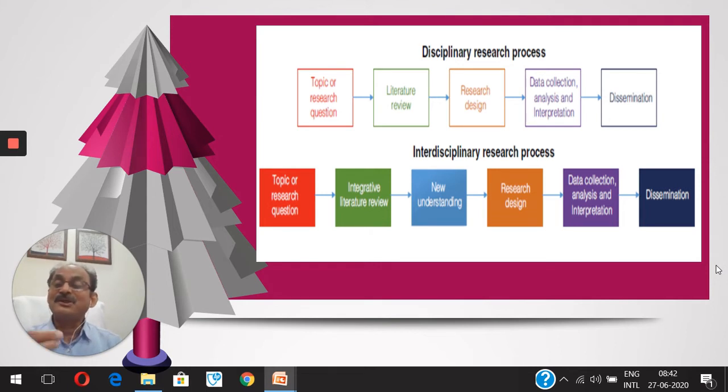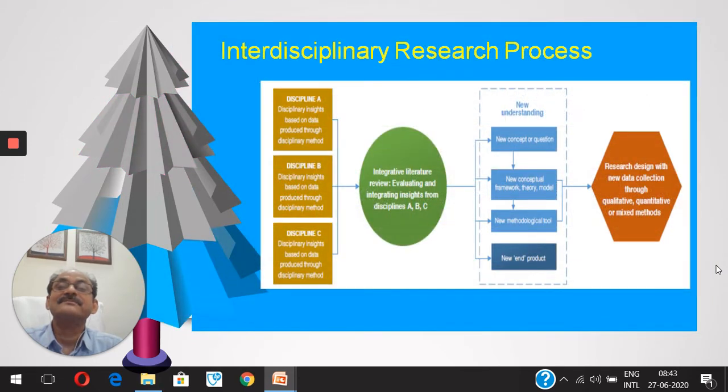So mathematically, only two blocks are added. One is the integrative literature review, and another is new understanding. These are the two different blocks, different entries in the interdisciplinary research process. Other things are as they are; there is nothing new. This is the disciplinary research process, and this is the interdisciplinary research process.